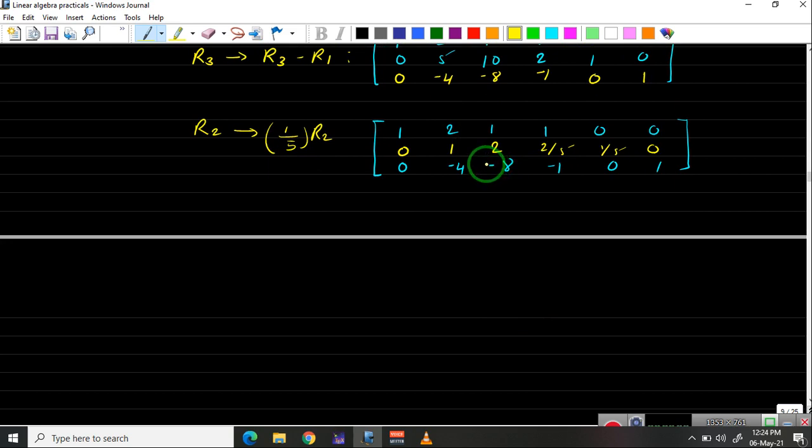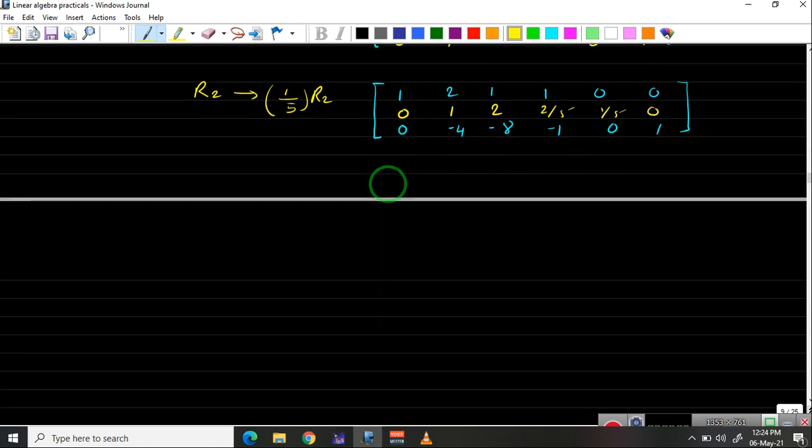So let us divide this by minus 4. When you divide this by minus 4, we will have 0 1 2, and also when you divide this by minus 4, we will have minus 4 divided by minus 4 1, minus 8 by minus 4 2, and we will have two identical rows, and we can make entire 0 rows. Also we know that if there are two identical rows, the determinant will be 0.